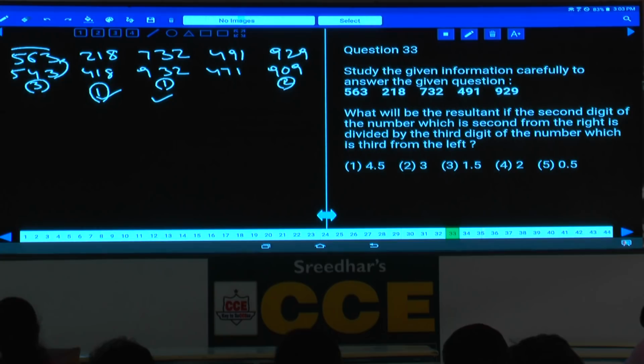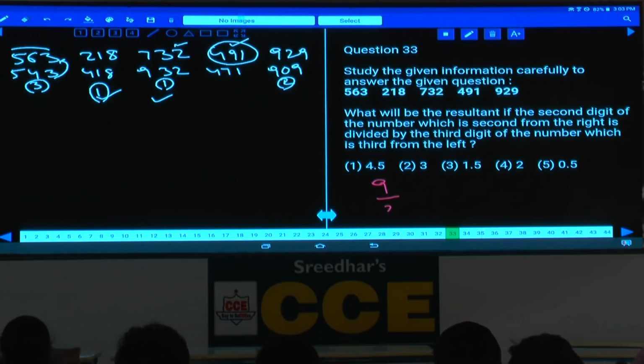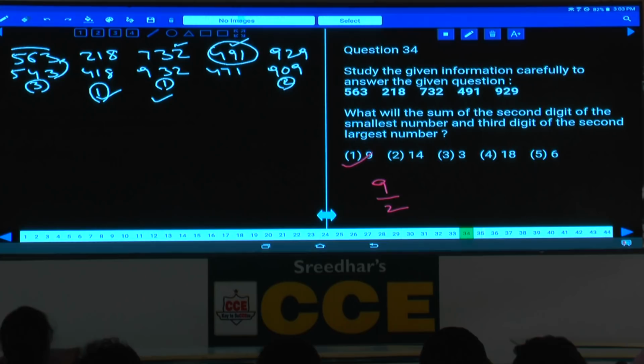Then 33. What will be the resultant if the second digit of the number which is second from the right? Second from the right is 491. Now in this 491, what is the second digit? 9. This is the second number from the right-hand side and its second digit is 9. The second digit of the number which is second from the right is divided by the third digit of the number which is third from the left. Third from the left is 732, and the third digit is 2. Now 9 divided by 2 is how much? 4.5, choice 1. 33, choice 1.